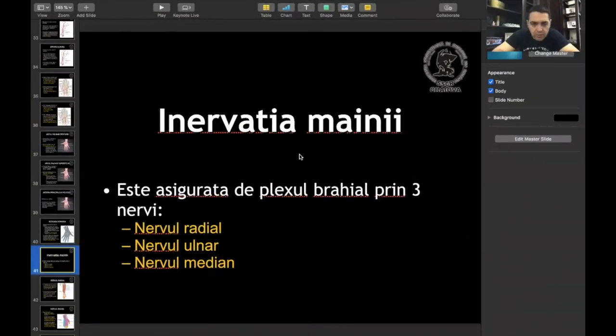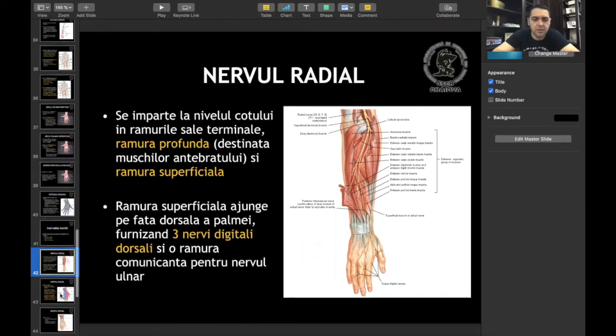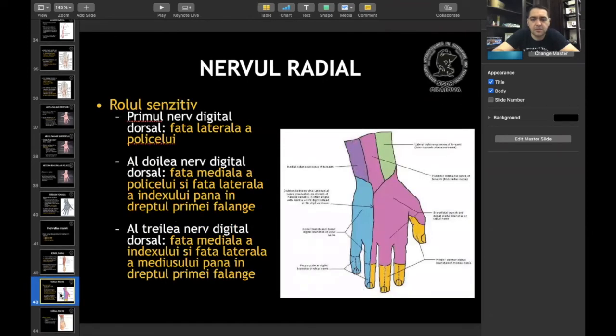Now we can continue with the innervation of the hand. We have the three nerves: radial nerve, ulnar nerve, and median nerve. As you can see here, we have a lot of branches of the main nerves, which are mixed nerves. They have motor and sensitive components. But what is important at the level of the hand is the sensitivity. It's very important. And here we can see the dermatomes or the sensitive zones in function of the different nerves.